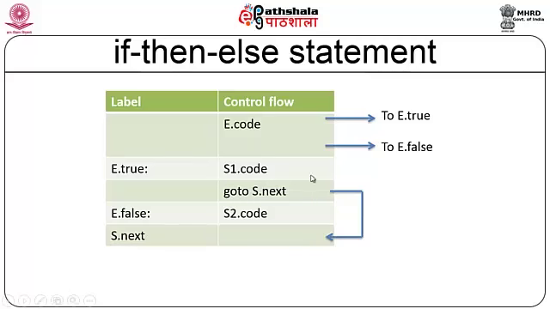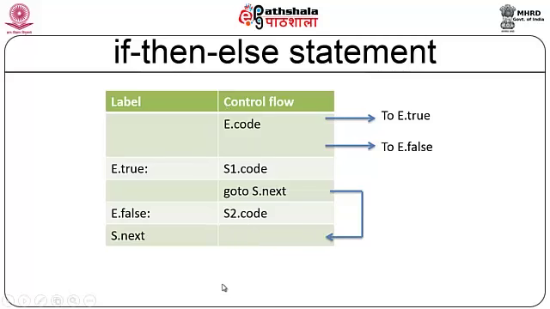After that, on the other hand, if it is evaluating to false, I am directly jumping to the false label. So, I am actually skipping these two statements. So, I will come to S2 dot code. Once S2 dot code is there, I can directly flow through the control and go to S dot next. That is going to be my situation.